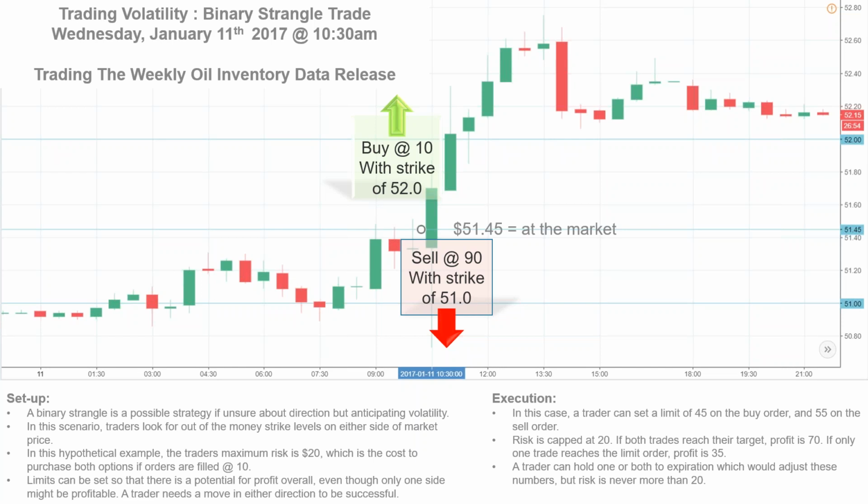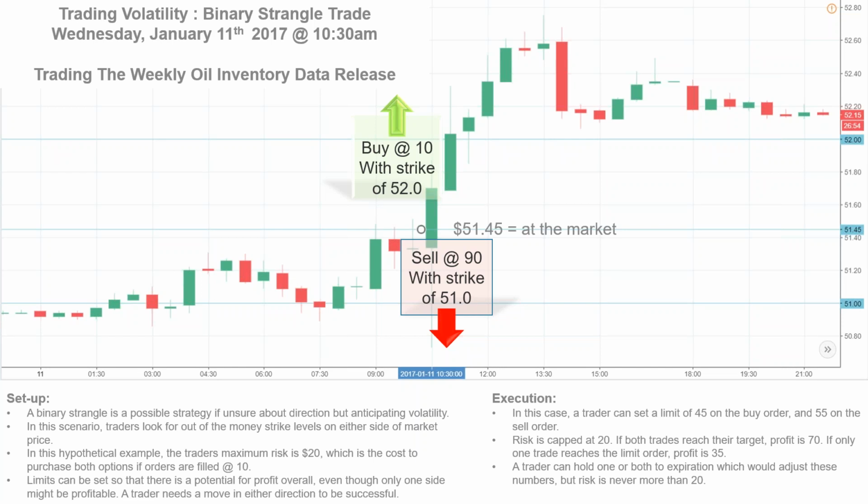Now you can also, if you prefer, hold one or both of the positions to expiration. That would obviously adjust our example here. I'm using the example where, say, you've got a limit of 45 on the buy and 55 on the sell. But even if you hold both to expiration, your risk, what you would lose on the trade, is never more than your $20 plus fees. So you pay $20 plus fees for both trades.